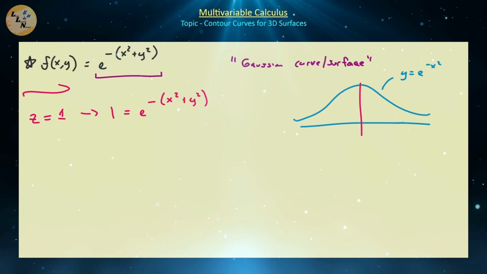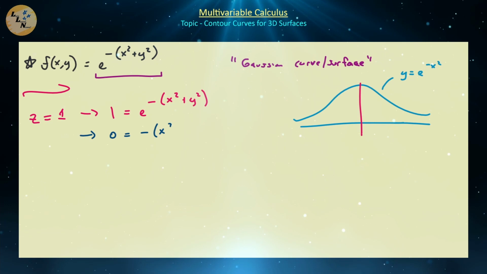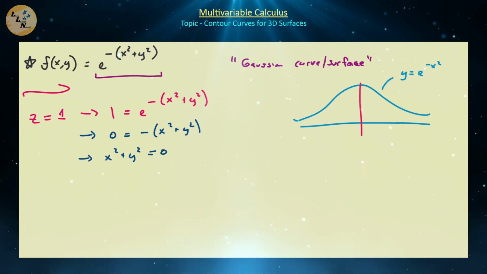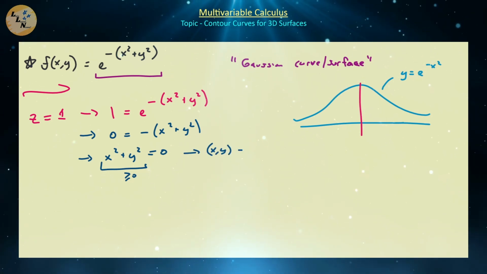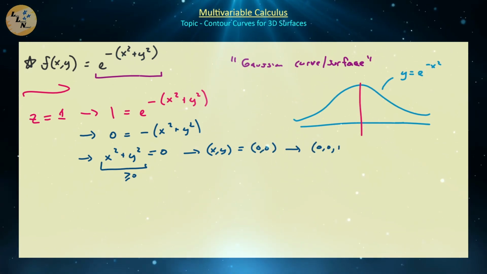So if we take the natural log of both sides of this equation, that's going to give us the natural log of 1, which is 0, is equal to minus x squared plus y squared. And if we negate both sides, we get x squared plus y squared is equal to 0. We already know that if x is a real number, and let's assume that it is, then x and y, when you square them individually and add them together, that term is always going to be greater than or equal to 0. So the only solution to this particular equation is the point x, y equal to 0, 0. That means the point 0, 0, 1 lies on the surface of this Gaussian curve, right? So that is very, very important.